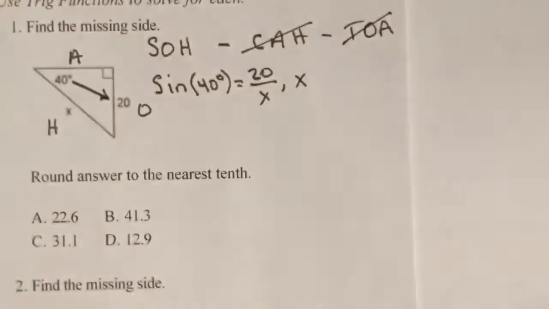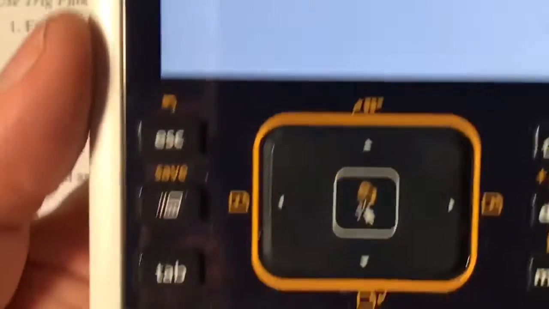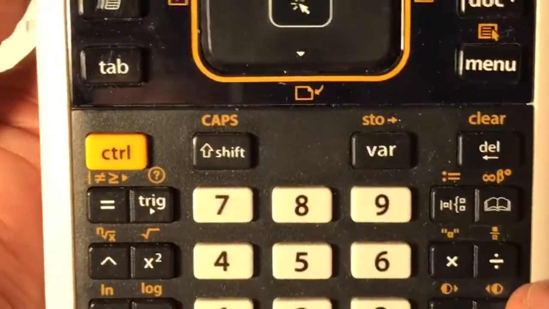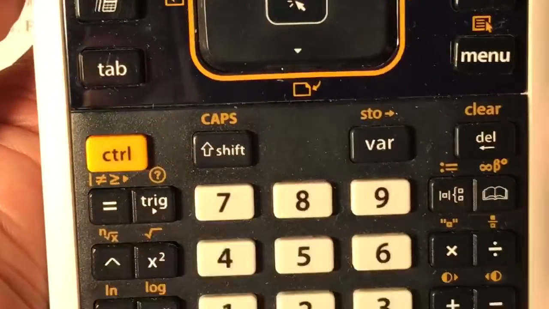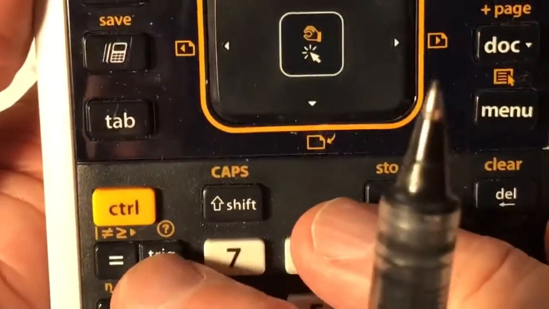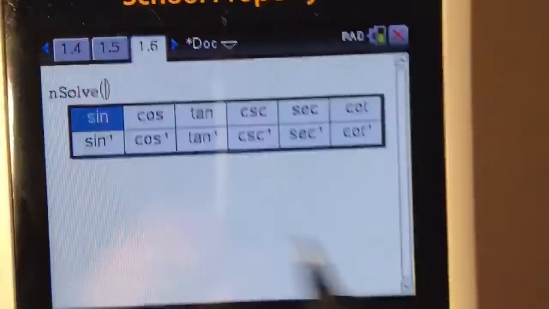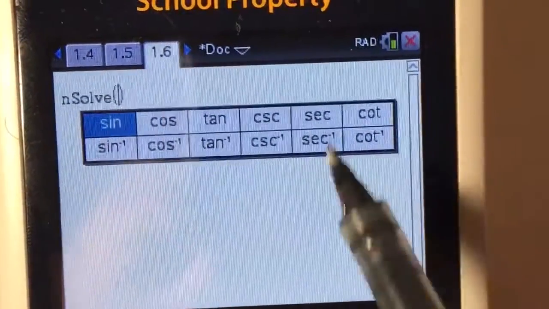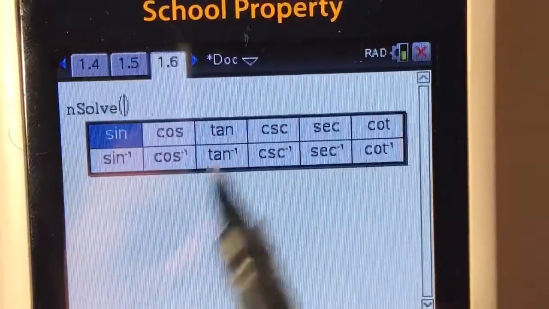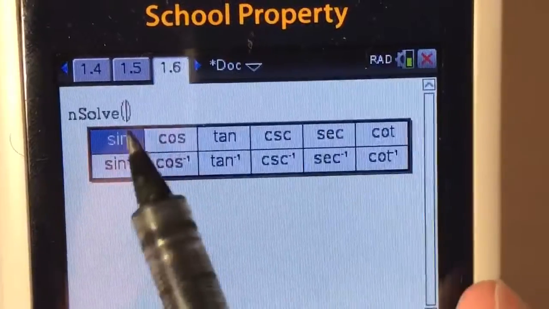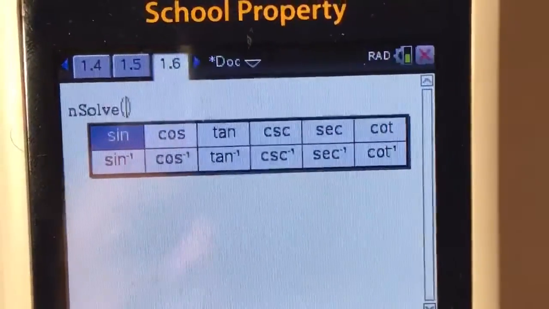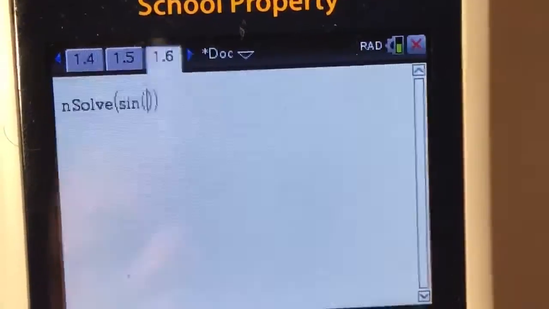All right, now when you go to the calculator, you press menu 3-1, okay, like we always have. But now, as soon as you do menu 3-1, I want you to press the trig button. When you press that, all these trig functions come up. We're using the top three only, okay? So I want you to press enter on that one.